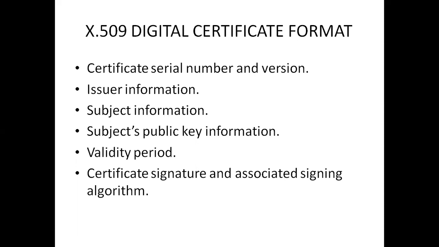So this X509 digital certificate format consists of certificate serial number and version, issuer information, subject's public key information, validity period, and certificate signature, associated signing algorithm. So in that, first we're going to see certificate serial number and version. Each certificate issued by a given certificate authority will have a unique number. So this certificate serial number will be unique.